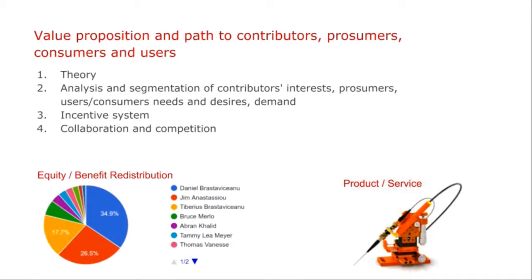So I cut this into four points. One is a general theory, which goes essentially to say what I said. So now you're building an organization that is more open on both sides. So put yourself in that frame of mind, and what if you consider abundance instead of scarcity? How do you craft your value proposition from that? So here we come to what you said: analysis and segmentation of contributors, interests, prosumer, user, consumer needs and desires, and an analysis of the demand.